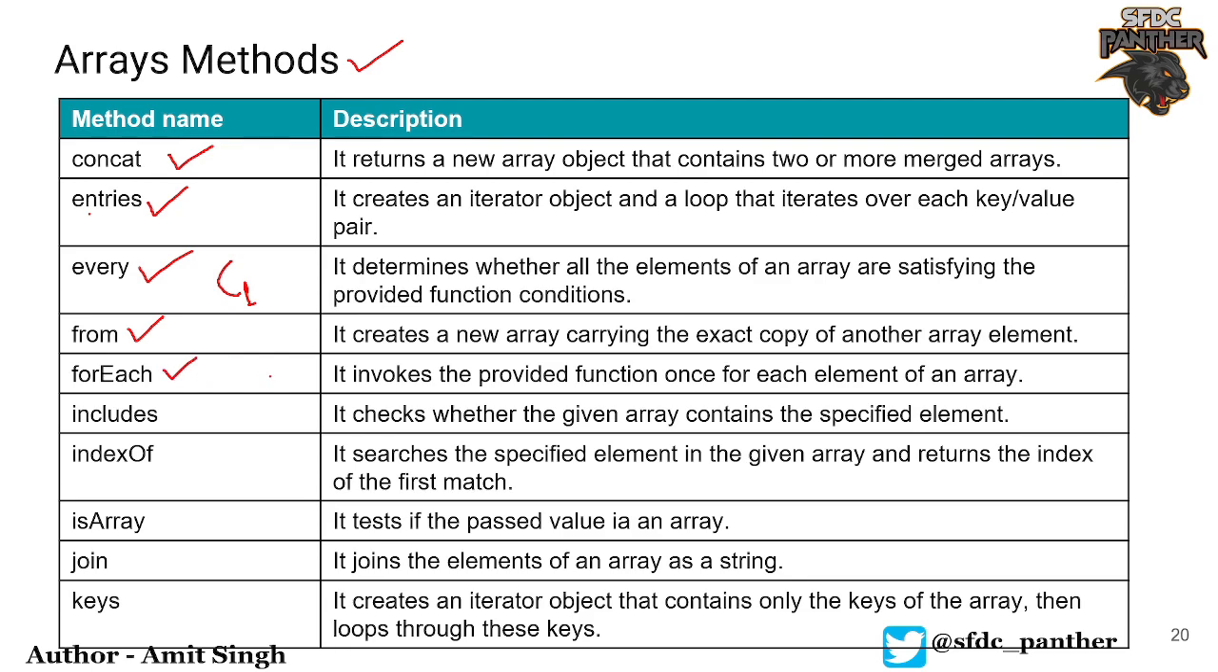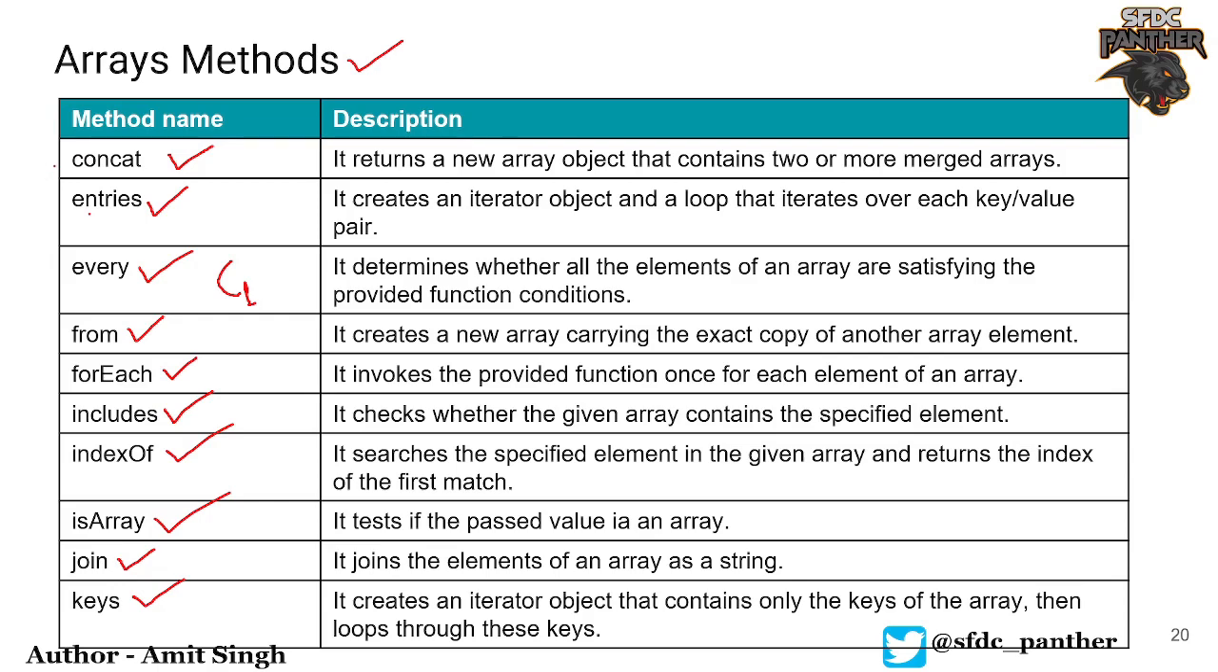Then forEach, this is again a kind of for loop which you can run on an array, which is going to iterate over each element of your array, and you can modify the array elements. Includes is going to tell you whether a particular element is there in the array or not. IndexOf is going to find the first index of that particular element. isArray is going to tell you whether the particular value is an array or not. Join is going to convert your array into a string, and keys is going to return the iterable keys for that array. So these are the different methods.